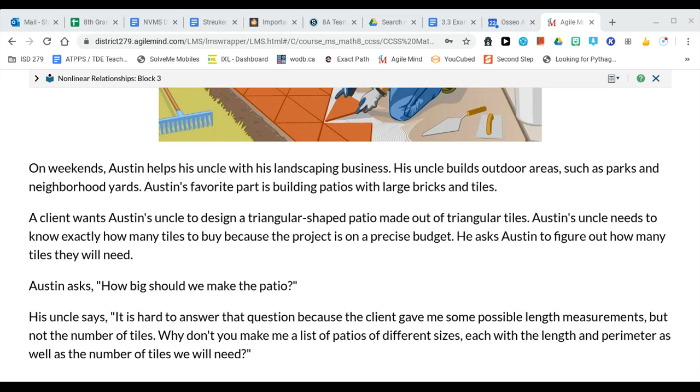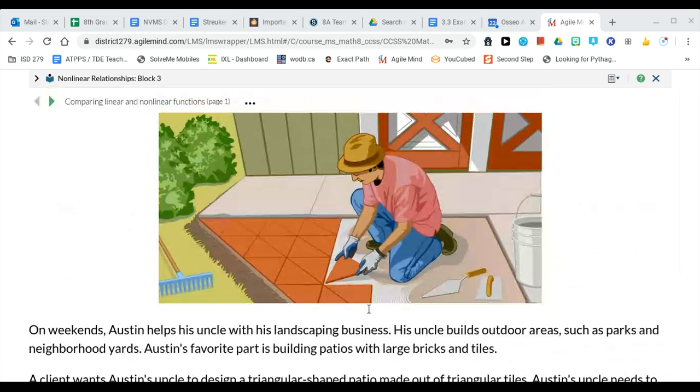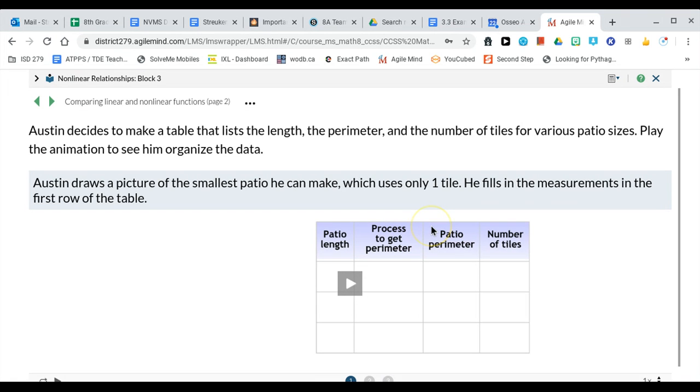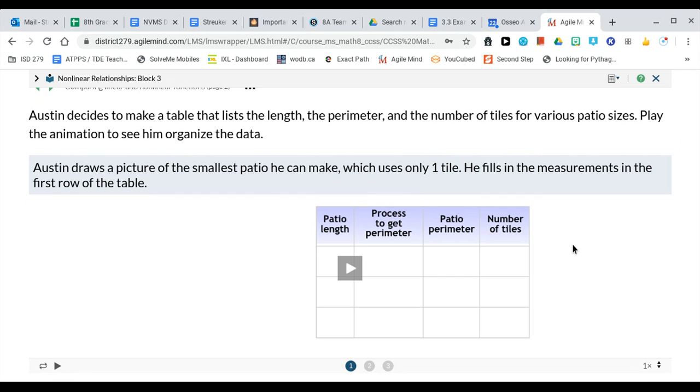Austin asks, "How big should we make the patio?" His uncle says, "It's hard to answer that question because the client gave me some possible length measurements, but not the number of tiles. Why don't you make a list of patios of different sizes, each with the length and perimeter as well as the number of tiles that we will need?" So Austin decides to make a table that lists the length, the perimeter, and the number of tiles for various patio sizes. Play the animation to see him organize the data.